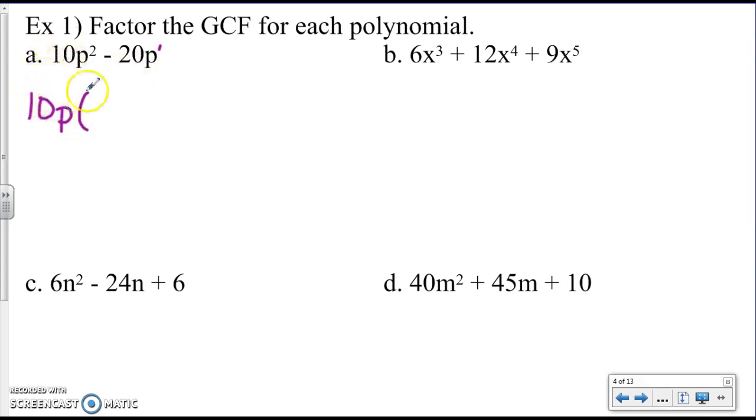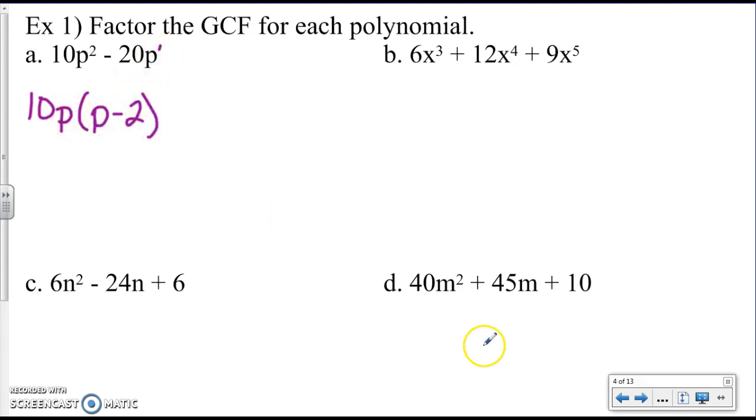So if I do 10 divided by 10, I get 1. Don't usually write it there, but you can. And then if I have 2 p's, but I take 1 p out, I'm left with 1 p. For the second term, negative 20 divided by 10 is negative 2. If I had 1 p there, but I took a p out, there aren't any p's left.